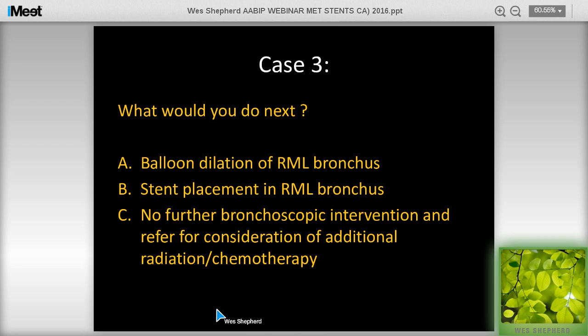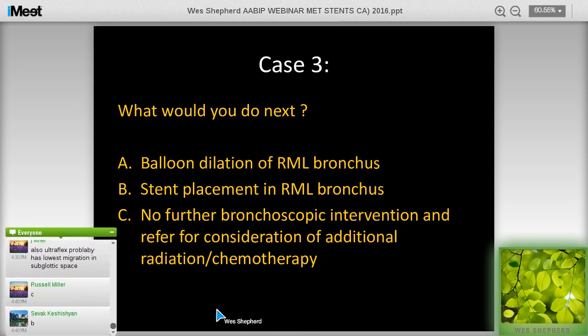So my question for the audience is, what would you do next? Would you balloon dilate the middle lobe bronchus? Would you place a stent, possibly and balloon dilate in the middle lobe bronchus? Or no further bronchoscopic intervention and refer the patient for consideration of additional radiation and chemotherapy?